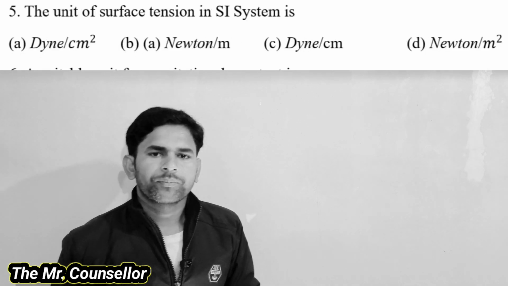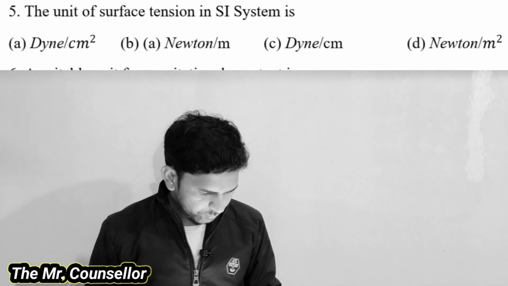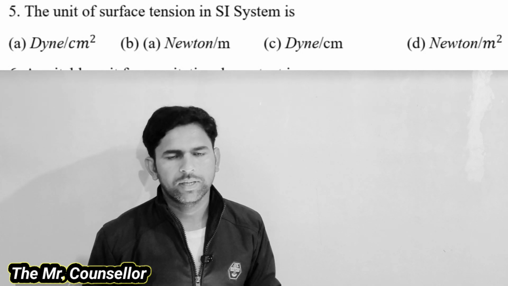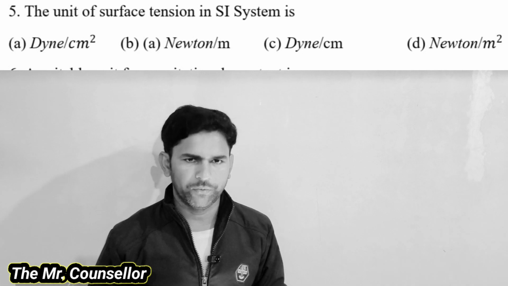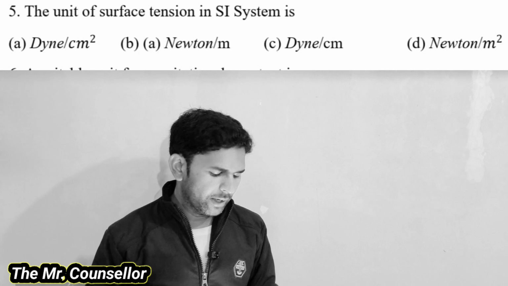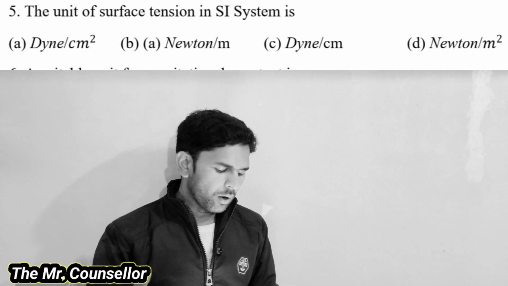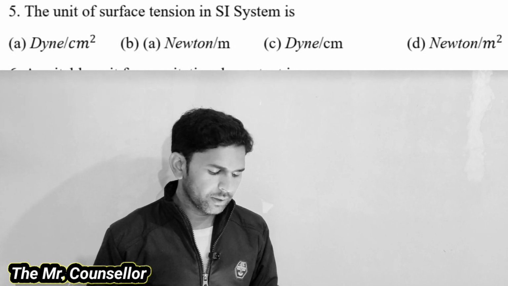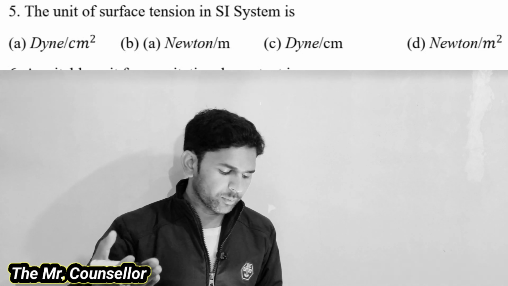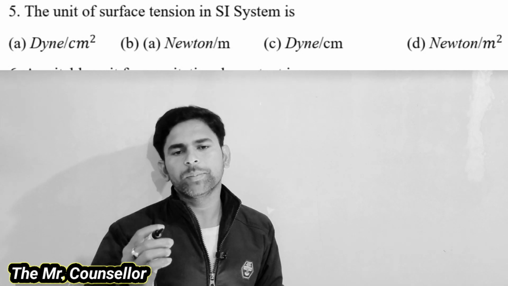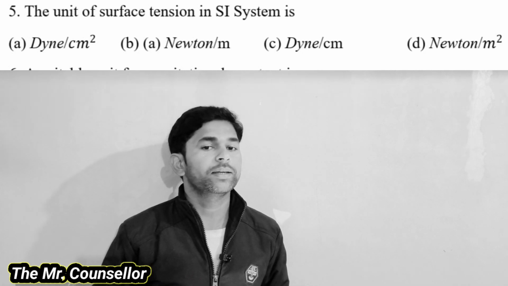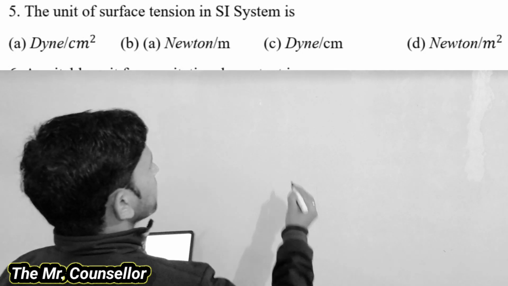Now the next question is given: the unit of surface tension in SI system is, SI system means International System of Units. Surface tension is asked. The first option is dyne per centimeter square. Option B is Newton per meter. Option C is dyne per centimeter. Option D is Newton per meter square. Please keep in mind one thing, that they are asking the unit of surface tension in SI system.